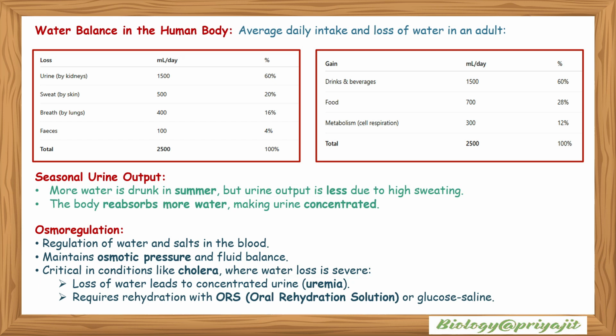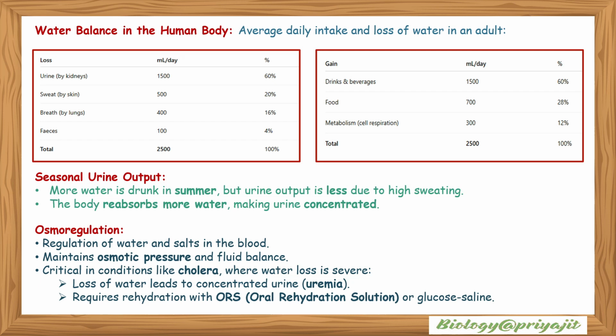So a total of 2500 ml or 2.5 liters of water per day is removed from our body, but we can gain water through drinks and beverages, about 1500 ml or 1.5 liters per day, that is mostly 60%. Food 700 ml per day, that is 28%. Metabolism, cell respiration, 300 ml per day, that is 12%, and a total of 2500 ml, that is 100% of water we can gain.